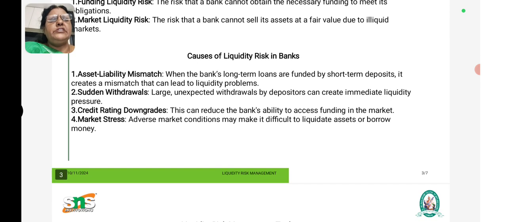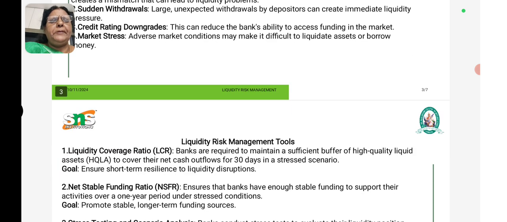So the causes of liquidity risk in banks are, first, asset-liability mismatch. When a bank's long-term loans are funded by short-term deposits, it creates a mismatch that leads to liquidity problems. Second, sudden withdrawals. Large unexpected withdrawals by depositors can create immediate liquidity pressure. Third, credit rating downgrades. These can reduce the bank's ability to access funding in the market. Fourth, market stress. Adverse market conditions may make it difficult to liquidate assets or borrow money.